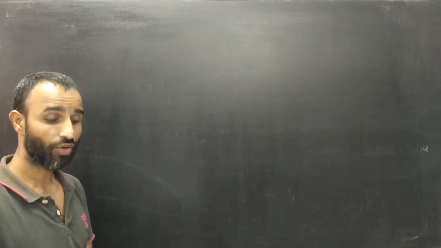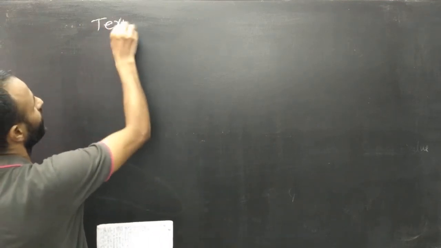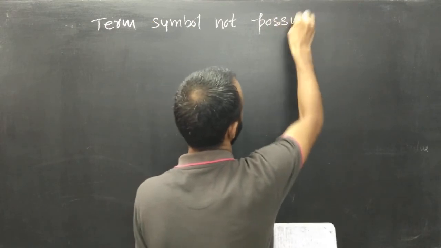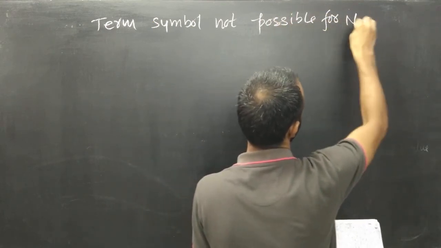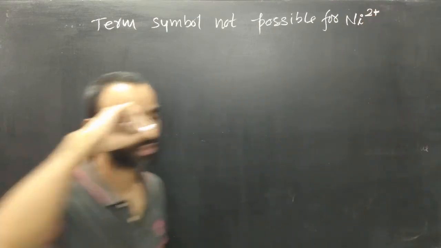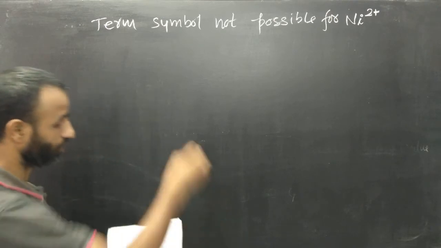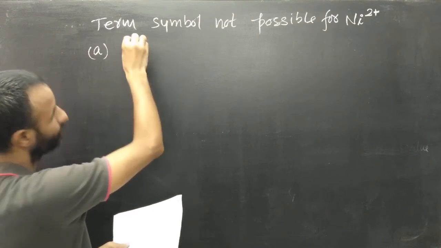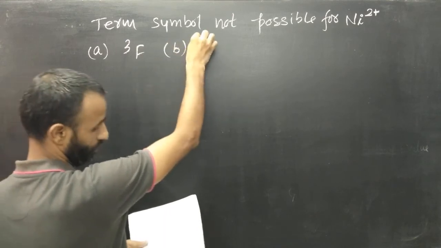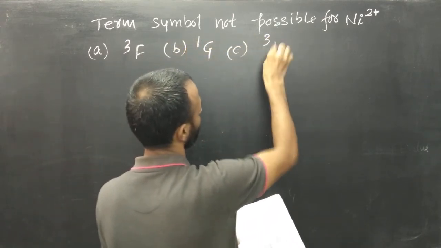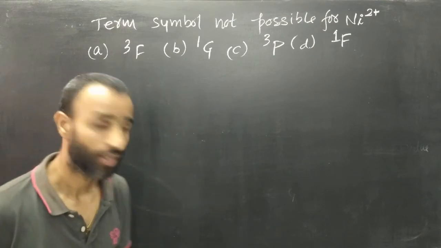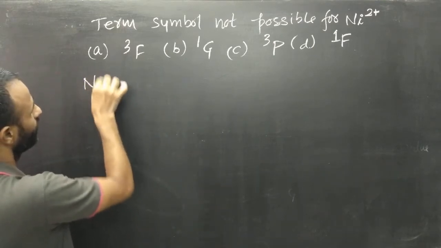Now, question number 3. Term symbol not possible for nickel 2 plus ion. Nickel 2 plus. So, you know, nickel 2 and options are 3F, 1G, 3P and 1F.